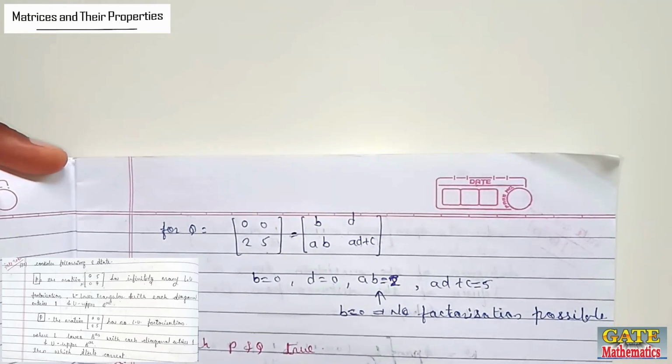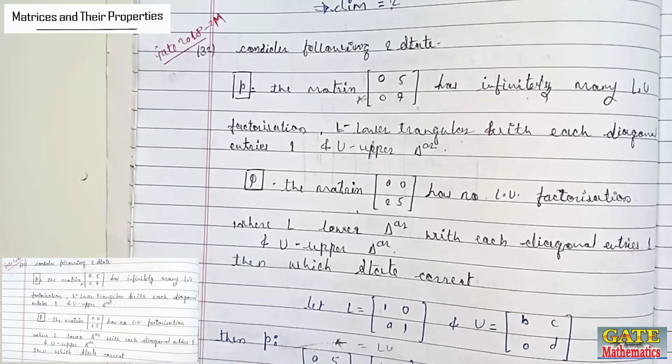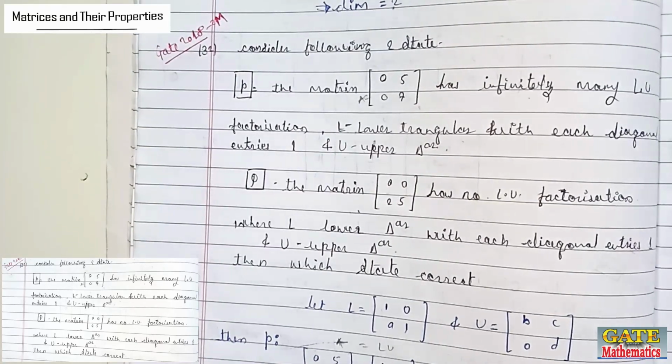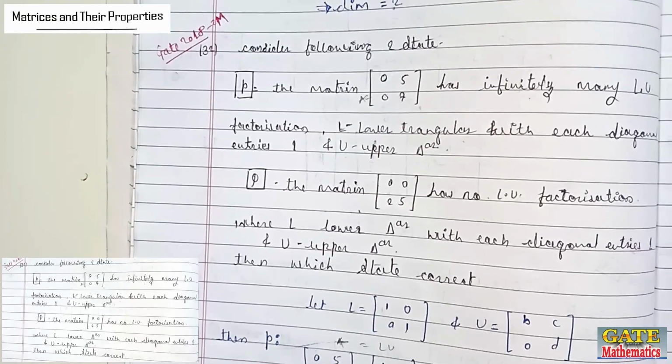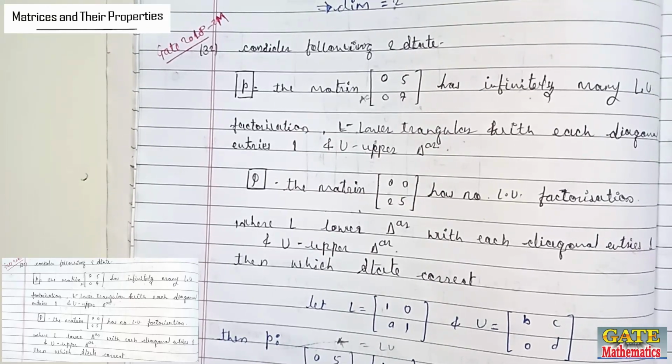I hope you all have understood my today's example, which is completely based on LU factorization. The question is from linear algebra and is quite easy. Nothing is difficult here.